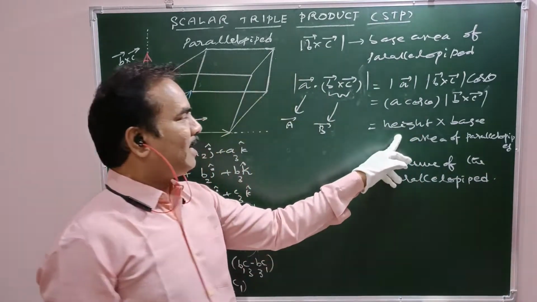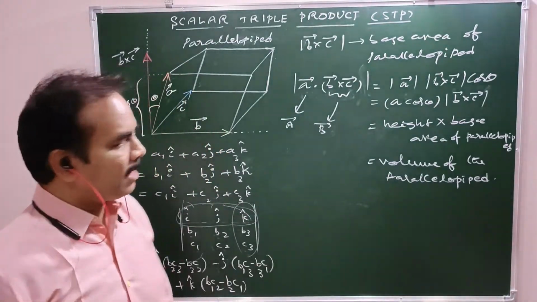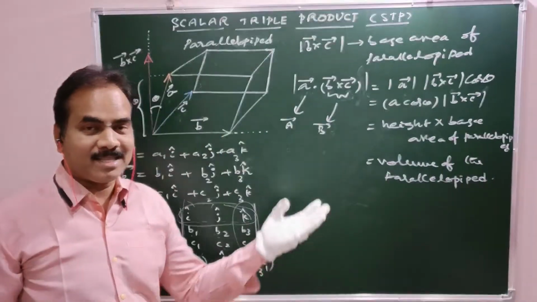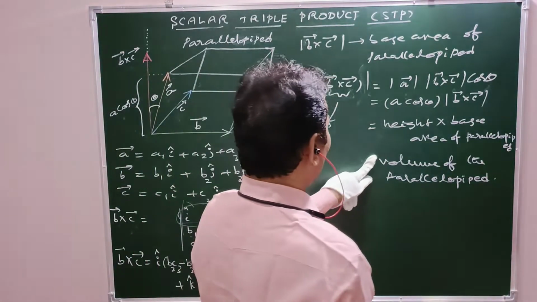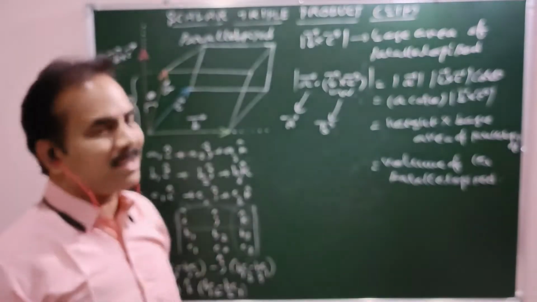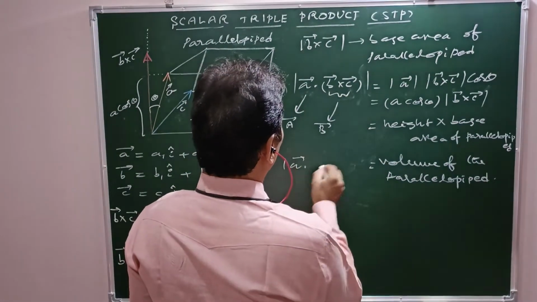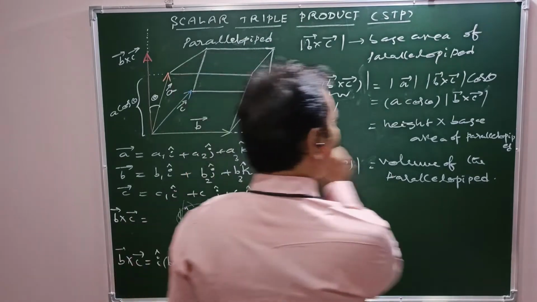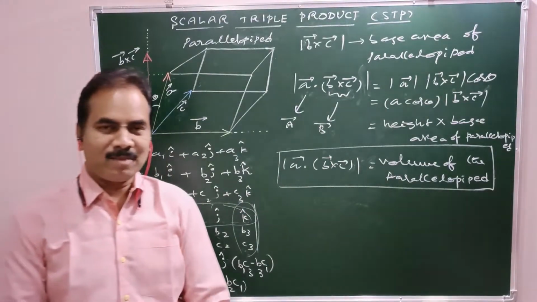Okay. Height multiplied by base area of the parallelepiped is equal to volume of the parallelepiped. So you can get the total volume of the parallelepiped, that is, of a three-dimensional figure, right? Volume of the parallelepiped is equal to mod of A bar dot B bar cross C bar. So mod of A bar dot B bar cross C bar is numerically equal to volume of the parallelepiped.